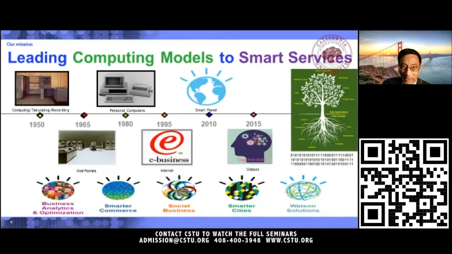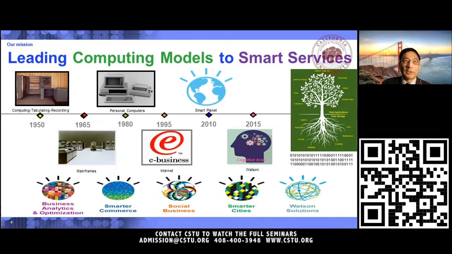However, from IBM's point of view, we are thinking about how we can lead the computing model to smart service. Computing is our mission. IBM is more than 100 years old. We have been working on computing technology. Initially, it was tabulating and recording, with the punch card. There's a hole over there. The light can go through the hole, or cannot go through the hole. So 0 and 1. Binary technology comes from there.